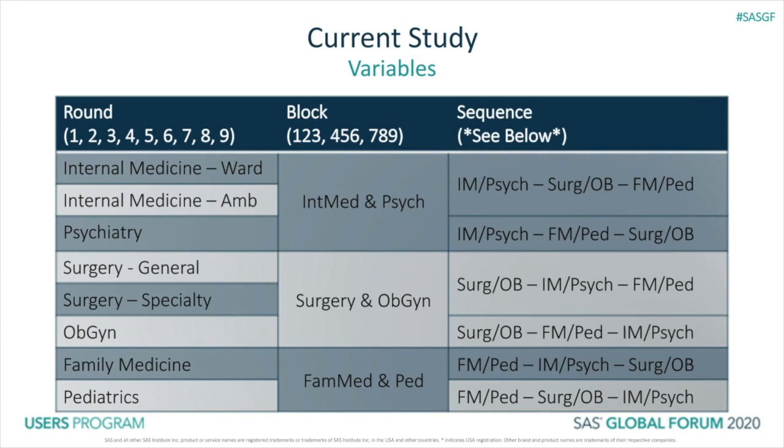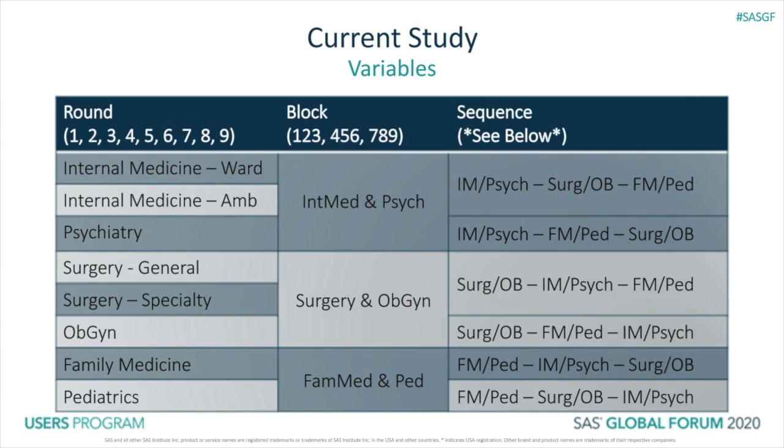And then, of course, surgery and obstetrics gynecology are done in the same block. Family medicine, pediatrics are done in the same block. For those variables, I see different values such as 1, 2, 3. So is it the first block? Is it the second block? Or is it the third block?